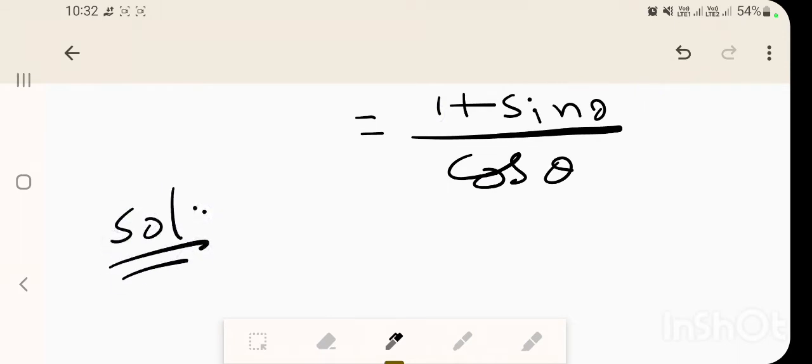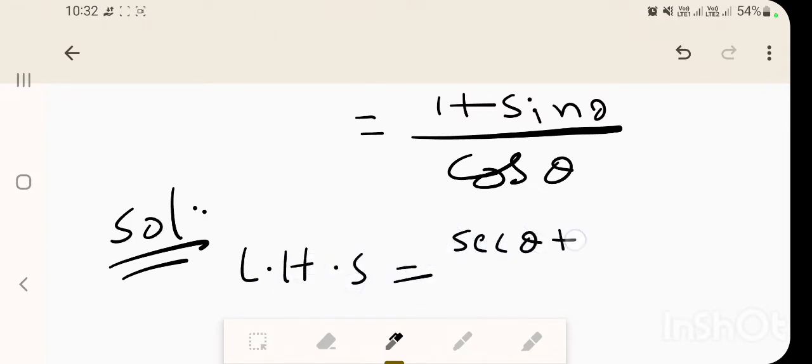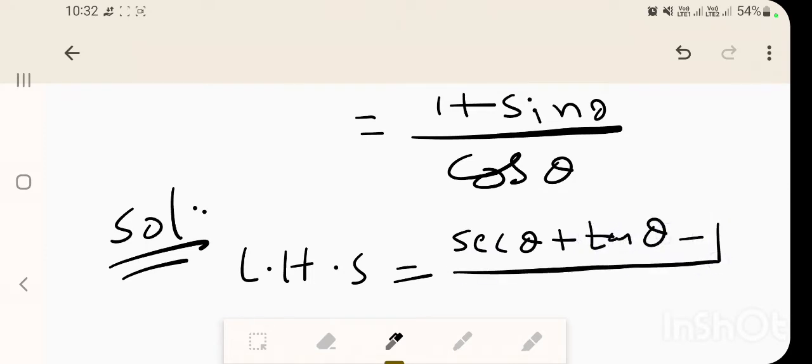Okay, so we start with the LHS here. LHS is nothing but secant theta plus tan theta minus 1 whole divided by tan theta minus secant theta plus 1.